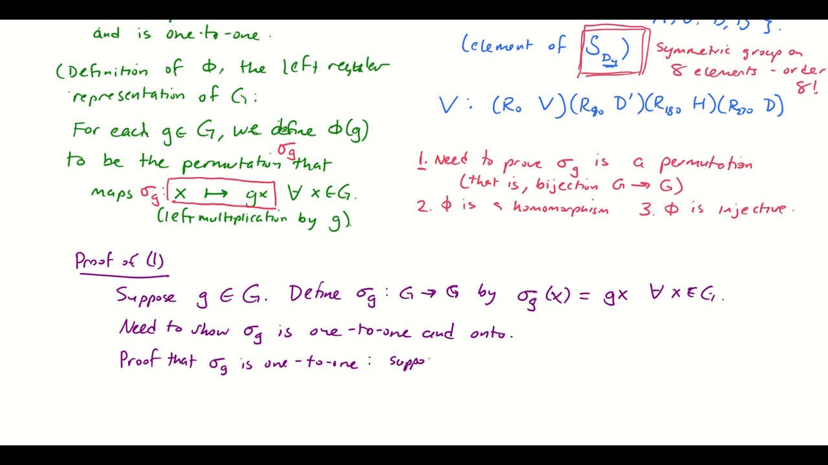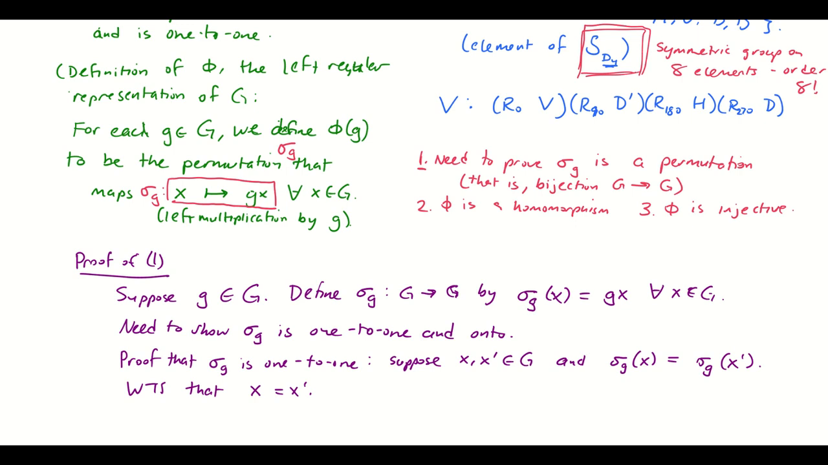suppose x and x prime belong to G, and sigma sub g of x equals sigma g of x prime. And we will prove that x equals x prime. If I do that, then that means sigma g is 1-to-1.